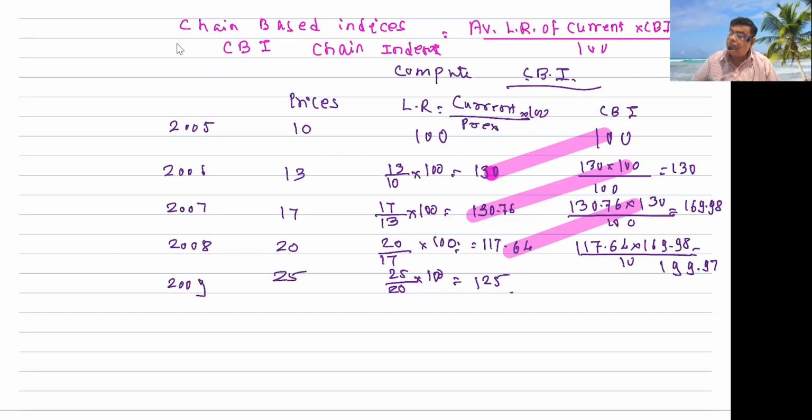199.97, and lastly it is going to be the cross multiplication over here, and this is going to be 125 into 199.97 and that over 100. Tell me how much is this? 249.96.